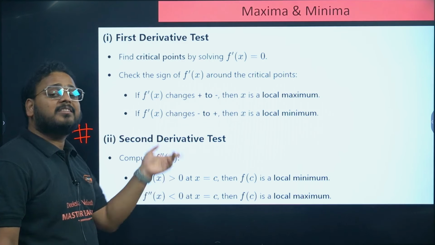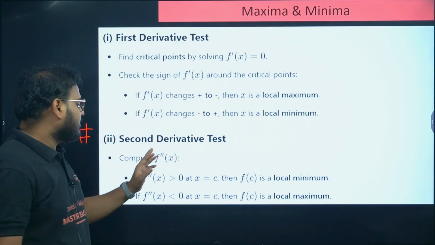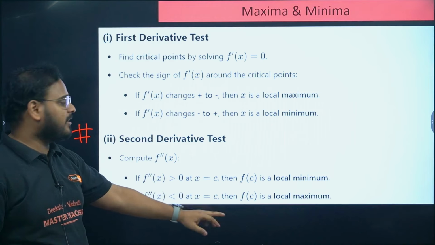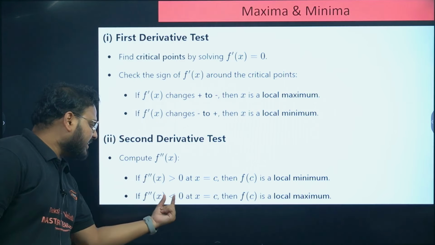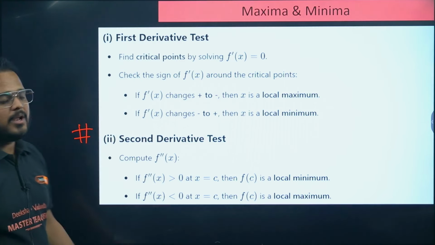Find the first derivative to get the critical point. Second derivative, test it at that point C, the critical point. If the second derivative is negative, it means local maxima. Positive means local minima.